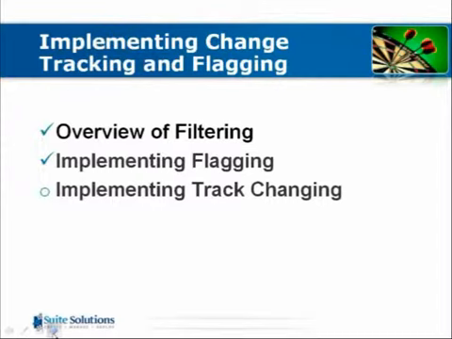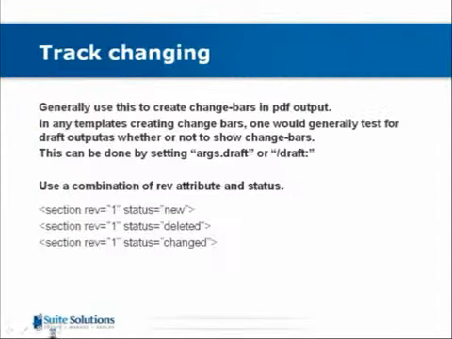Okay. And now we're going to go on to implement track changing. This track changing is really only going to be mostly used for PDF output. There's no change bars in HTML. Usually, when you create change bars, you would test for draft output. If it's draft and you show change bars, that's generally what somebody would do. And you'd be able to do that by setting args.draft, or if you're using the Java command line, /draft:.